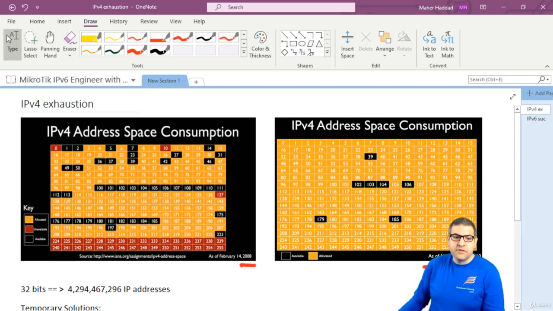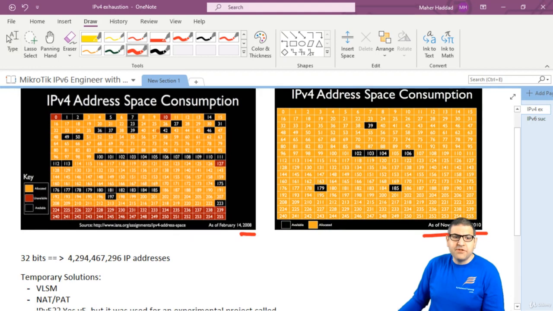Before I speak about it, let me just tell you that IP version 4 works on 32 bits. So we have 4 octets. That's IP version 4. So in total, IP version 4 can give us 4,294,967,296 addresses. That's the maximum that IP version 4 can give us as addresses.